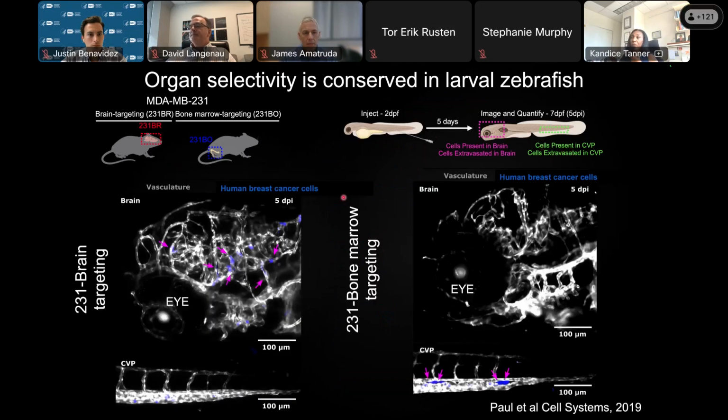And suffice to say, 5 days post-injection, indeed, we observed that cells that home to the brain of the mice also home to the brain of the zebrafish, and did not colonize or proliferate within the bone marrow niche, whereas cells that home to the bone marrow also colonized the bone marrow niche in the fish, and we didn't see much colonization in the brain. So this microenvironmental fidelity is conserved, such that there's sufficient conservation between what we define as these microenvironmental niches to observe what is seen in human patients.